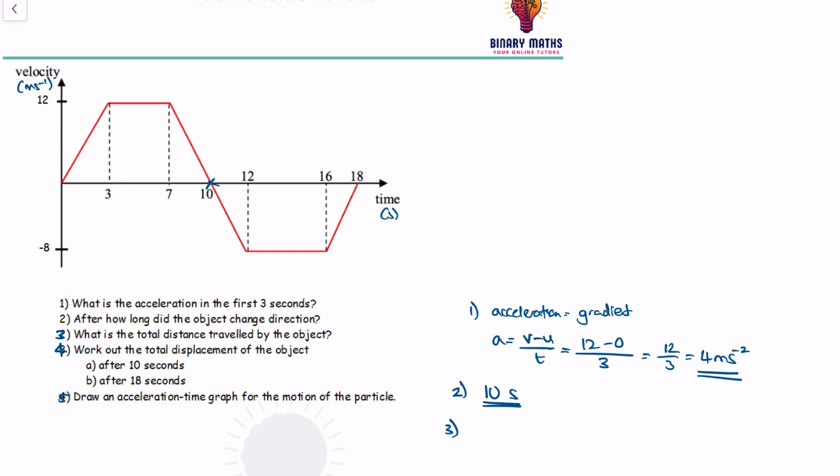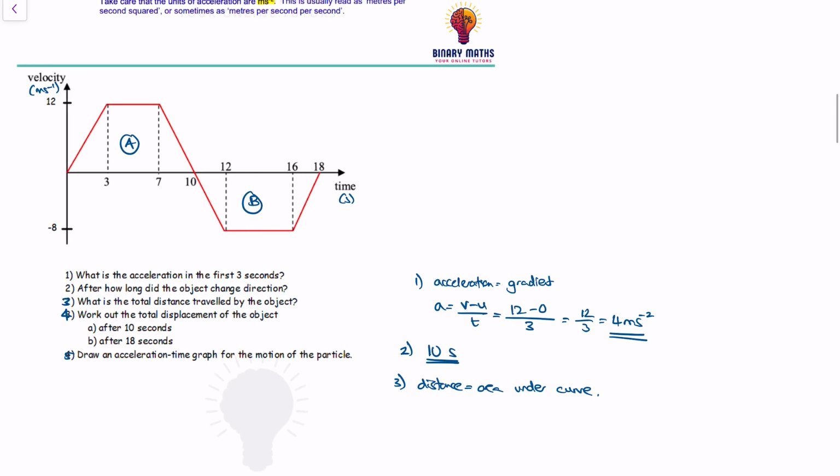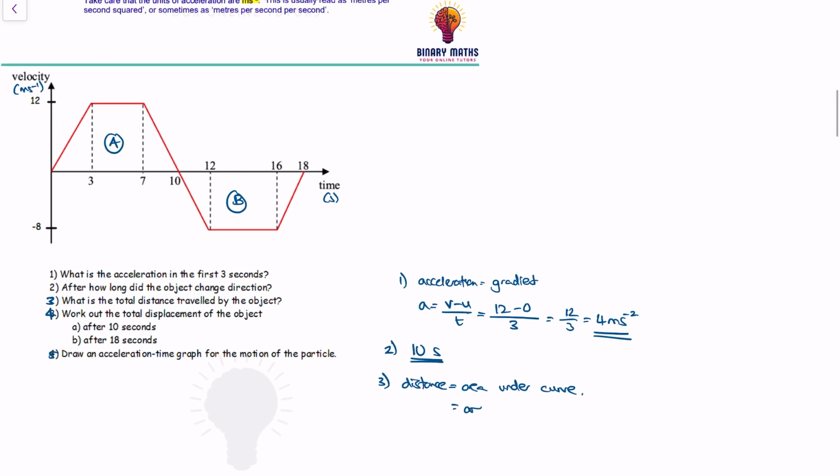What is the total distance traveled by the object? So the total distance is equal to the area under the curve or graph. So that means it's going to be the area of trapezium A plus the area of trapezium B, which is equal to area of A plus area of B.